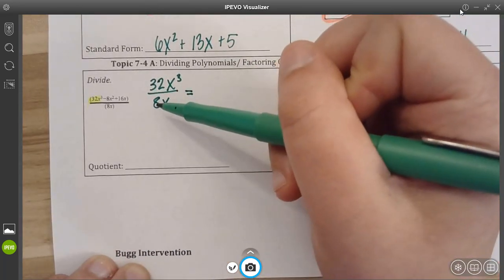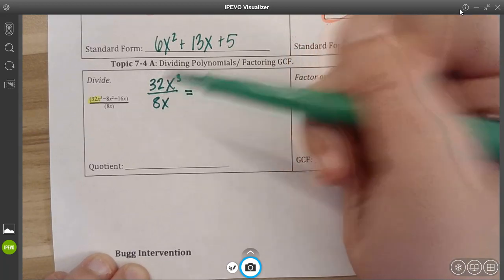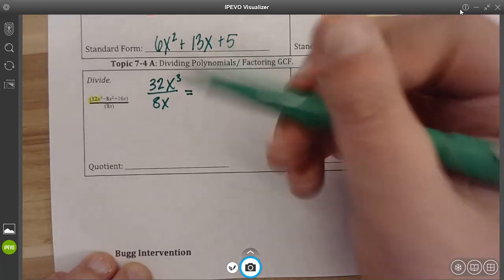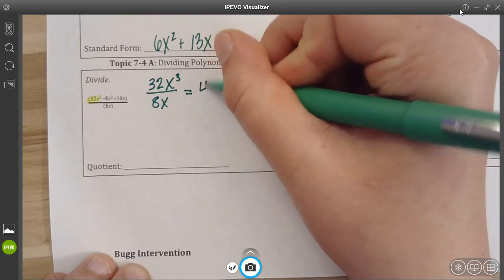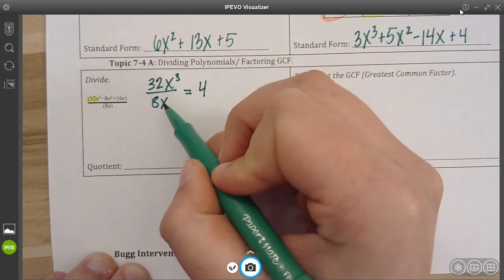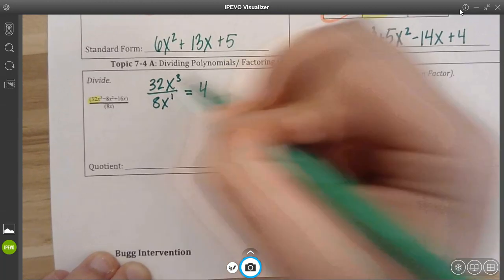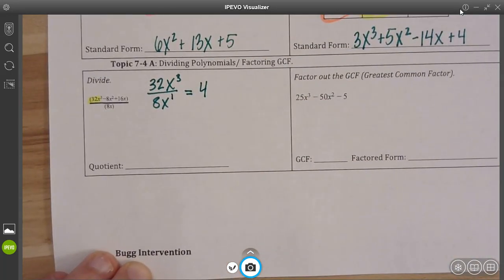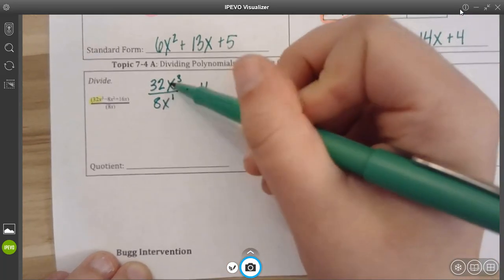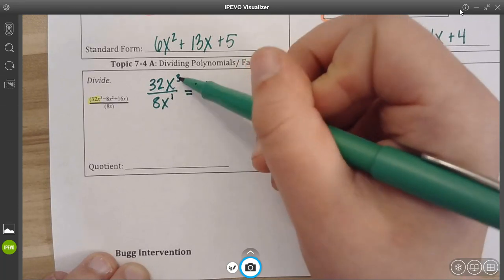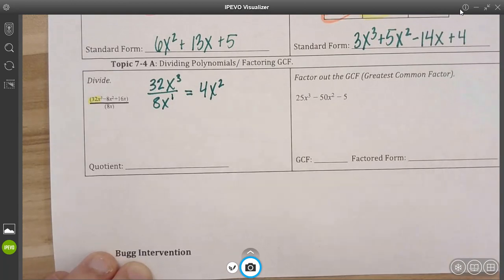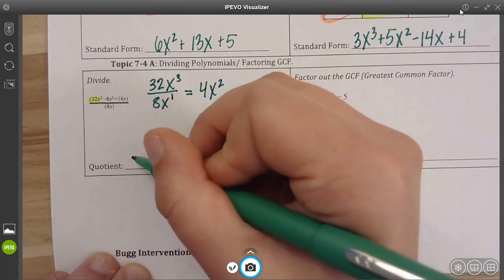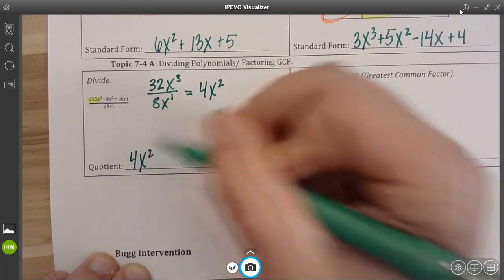32 divided by 8, or this fraction right here, is something that you can type into a calculator to simplify. 32 divided by 8 is 4. And then x cubed divided by x. We have to remember our properties of exponents. What happens to my exponents when I'm dividing two terms? Well, I have to subtract them. 3 minus 1 is 2. So I'm left with 4x squared. That's going to be my first term.